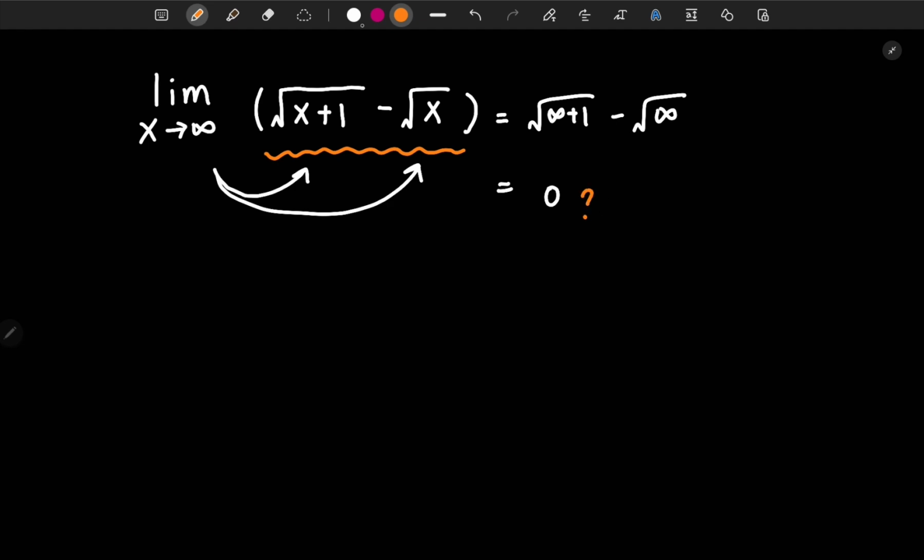But I'm not sure at this point, because in this question we're technically getting an infinity minus infinity case. And in calculus, this is called an indeterminate form, which essentially means your limit is not determined at this moment. So we need to try some other method to solve for the answer.